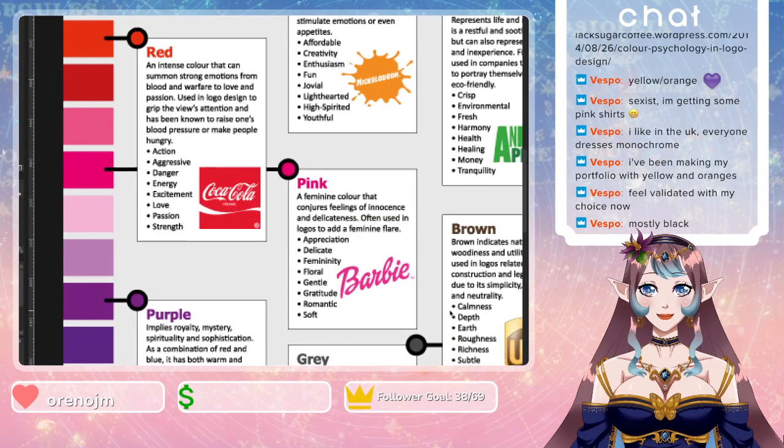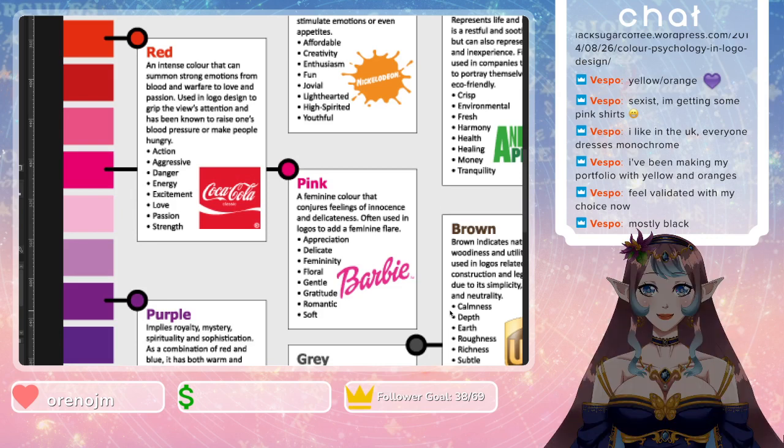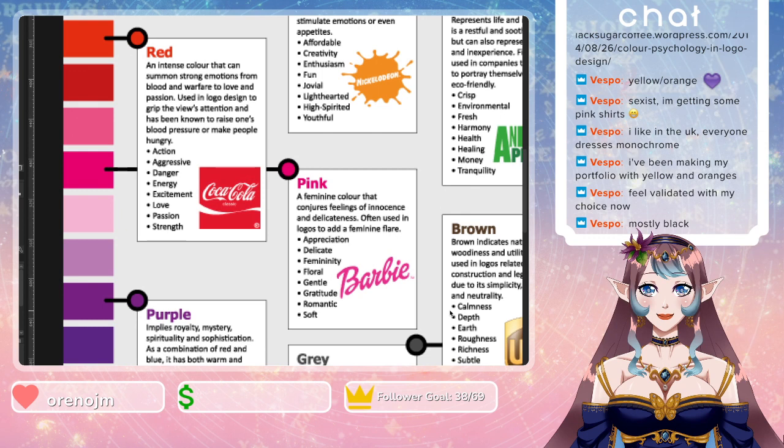Okay, so pink, a feminine color that conjures feelings of innocence and delicateness, often used in logos to add a feminine flair. Like the Barbie logo. So it's appreciation, delicate, femininity, floral, gentle, gratitude, romantic, soft.